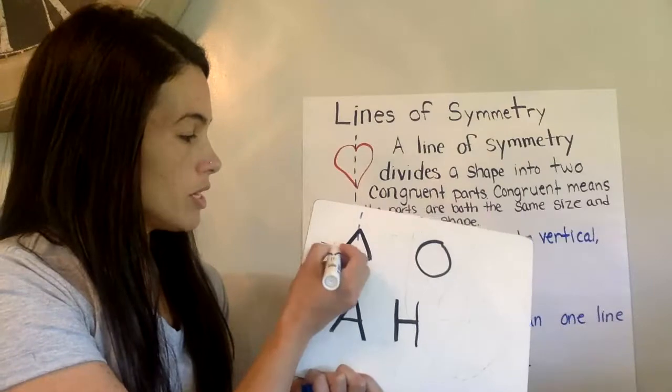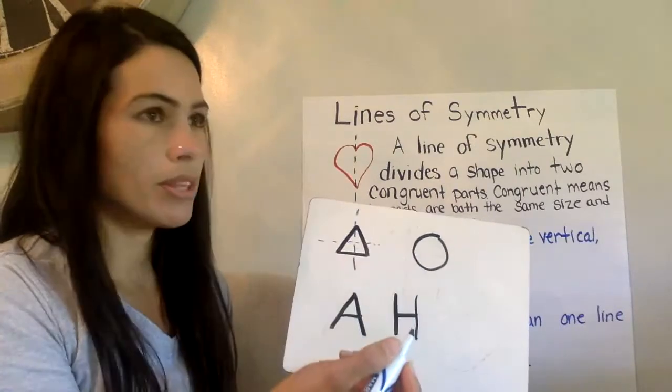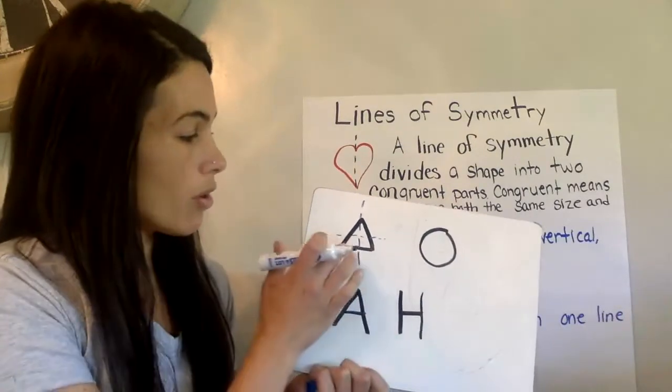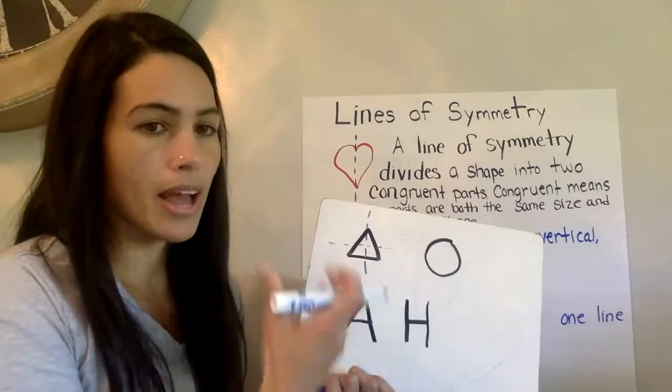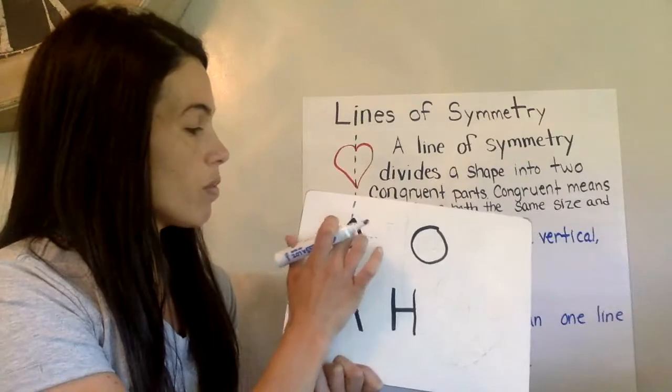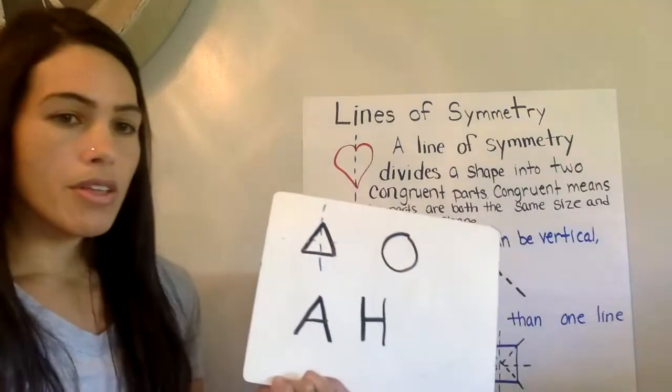If I was to do it this way, would that be a line of symmetry? No, because I can't fold. If I was to fold the triangle up, this side would be bigger than that and it wouldn't be the same. So there's only one line of symmetry here. Then I drew a circle.